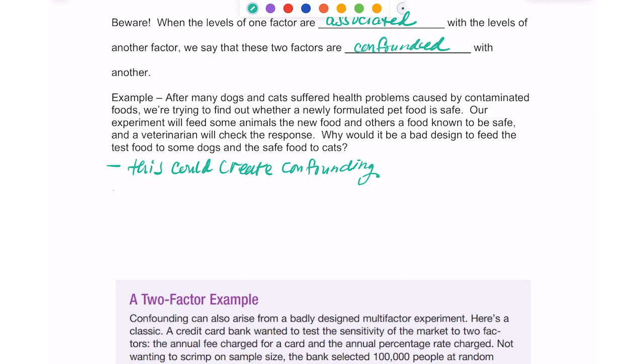We wouldn't be able to tell whether any differences in the animal's health were attributable to the food they had eaten, because the dogs were getting the test food and the cats were getting the safe food. And the differences in how the 2 species responded would be confounded in that way.